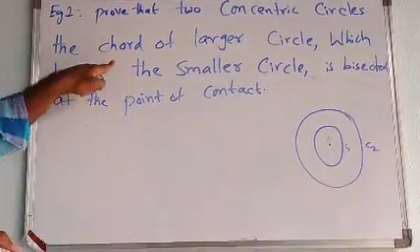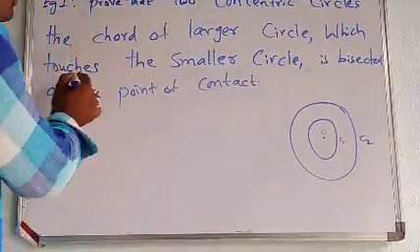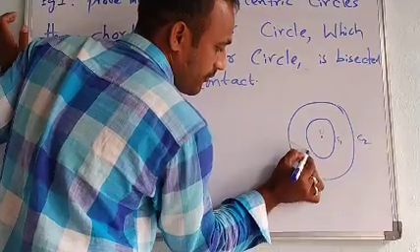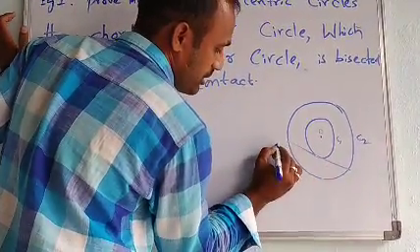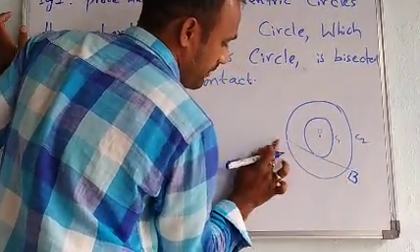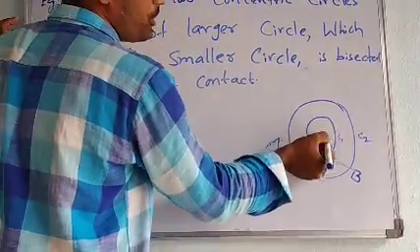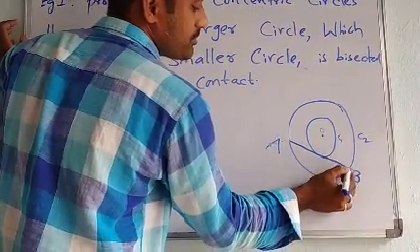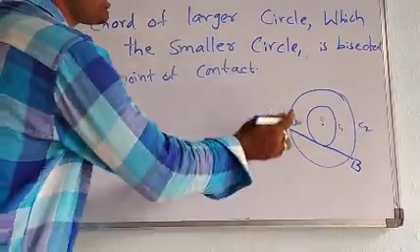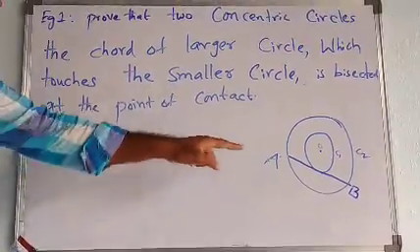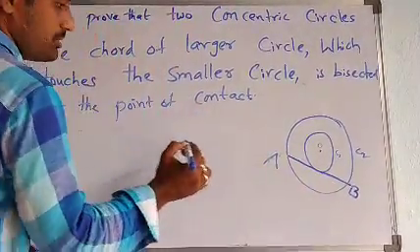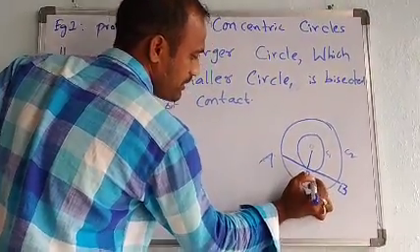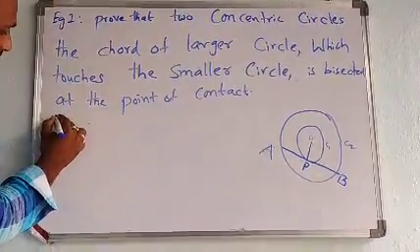So I need to draw the chord of the larger circle which will touch the smaller circle. If I draw a chord like this, let us give the name AB. So AB is the chord which touches the smaller circle, and we need to prove that it is going to bisect. So let us join this. This point is P. Okay, let us start doing the answer now.